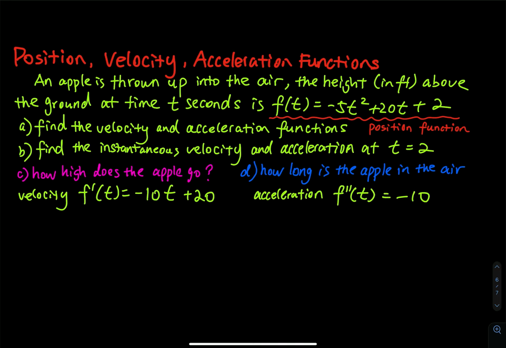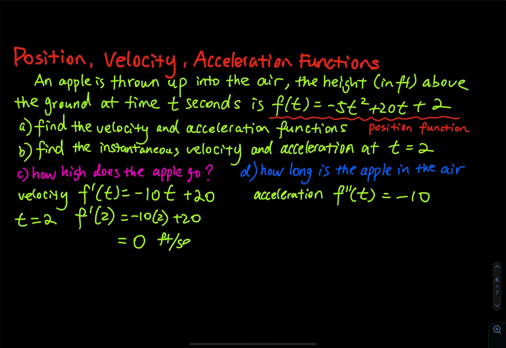And then question B is to find the instantaneous velocity. So when t is equal to 2, we have f prime of 2 equals negative 10 times 2 plus 20, so that is equal to 0. What is the unit? The unit is feet per second. And then how about acceleration? For acceleration, f double prime, it doesn't matter what t equals, the acceleration is negative 10. What's the unit? The unit is in feet per second, and there is a square.